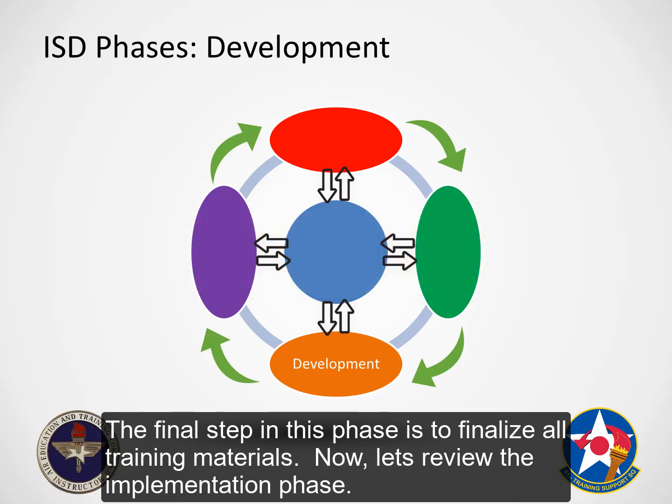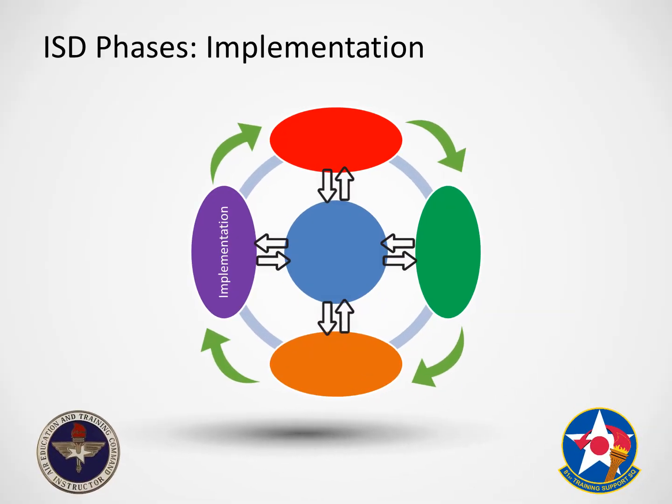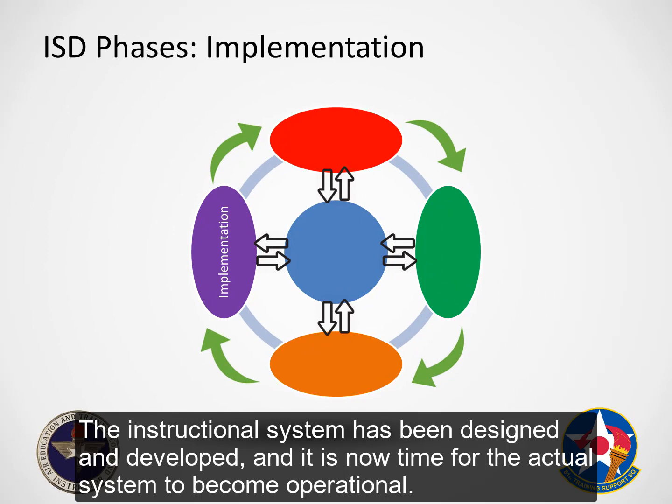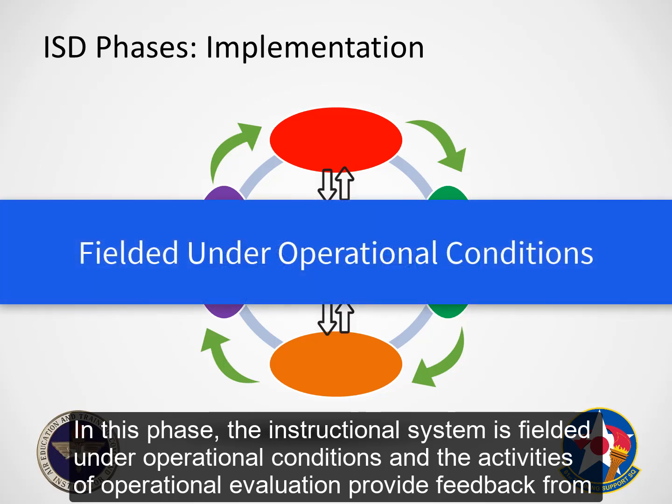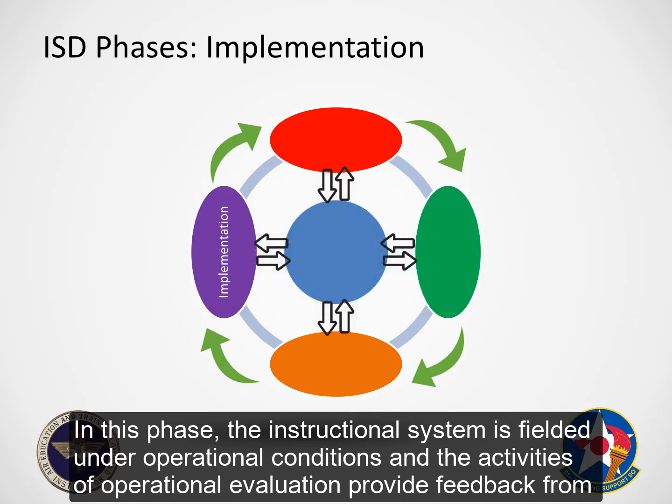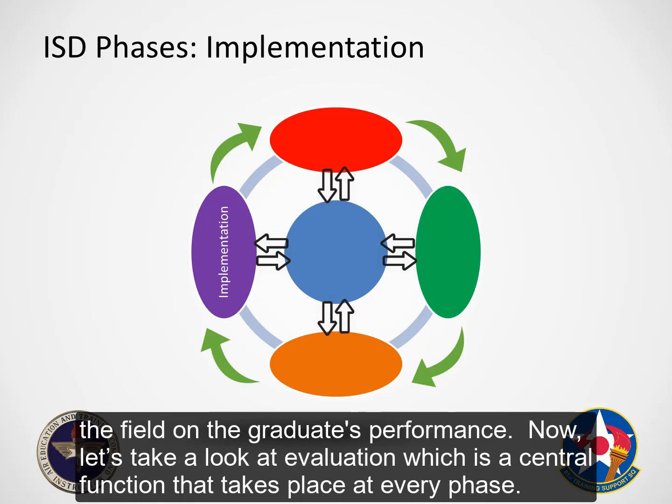Now let's review the implementation phase. The instructional system has been designed and developed, and it is now time for the actual system to become operational. In this phase, the instructional system is fielded under operational conditions, and the activities of operational evaluation provide feedback from the field on the graduate's performance.